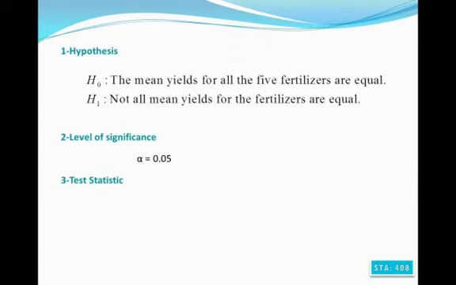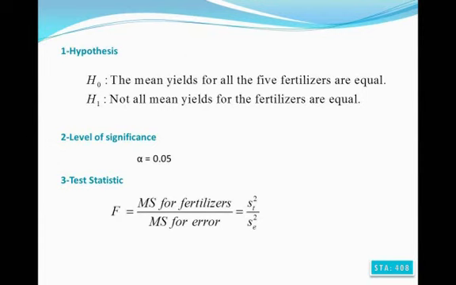First step, hypothesis; second, level of significance, which is given in the example, alpha 0.05; test statistic. The hypotheses: H0, the mean yields for all the 5 fertilizers are equal. Alternatively, not all mean yields for the 5 fertilizers are equal. Test statistic F is the mean square for fertilizers over the mean square for error, because in the example you only have to test this, since you are only asked to analyze this. It is equal to ST squared over SE squared.